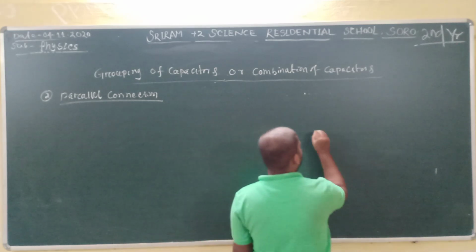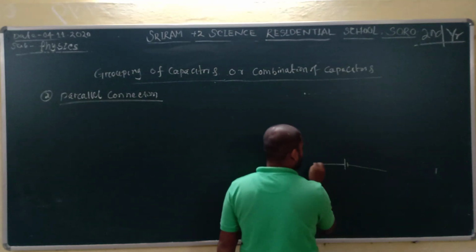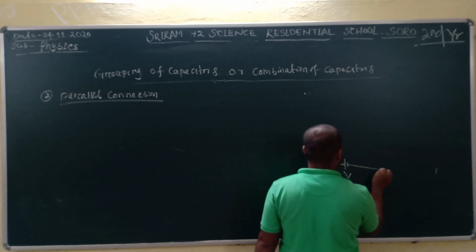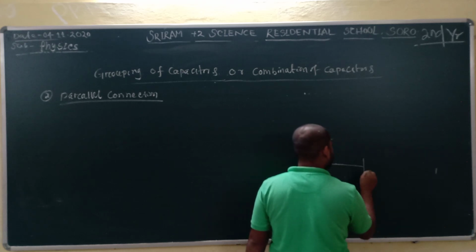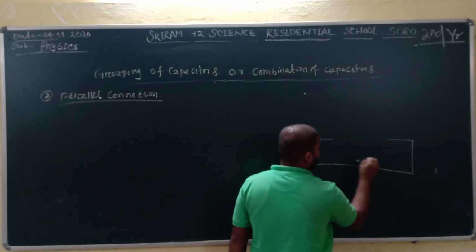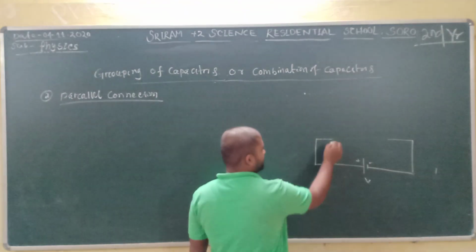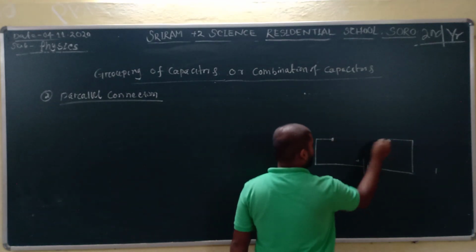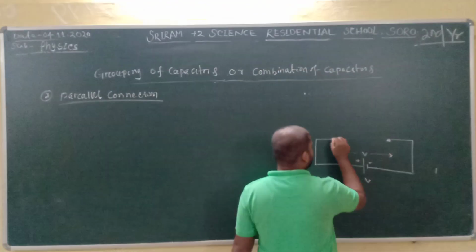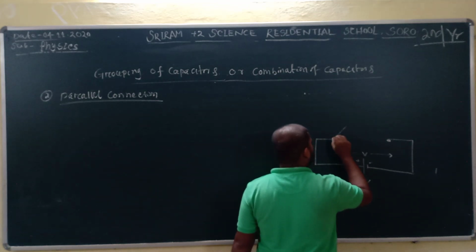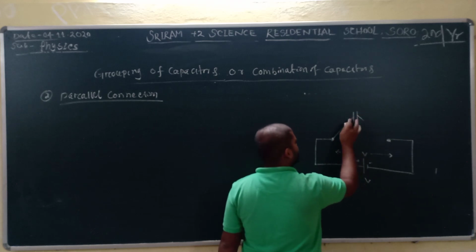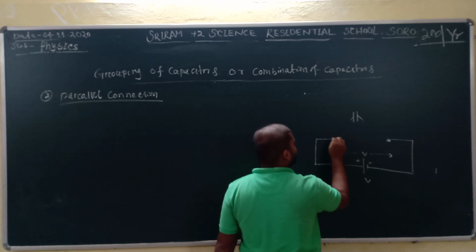A parallel combination is like this: suppose this is my battery of potential difference V. One plate is positive, another plate is negative, and in between the points the potential difference is V. Let us divide this wire into a number of wires, and over each wire we connect a capacitor like this.